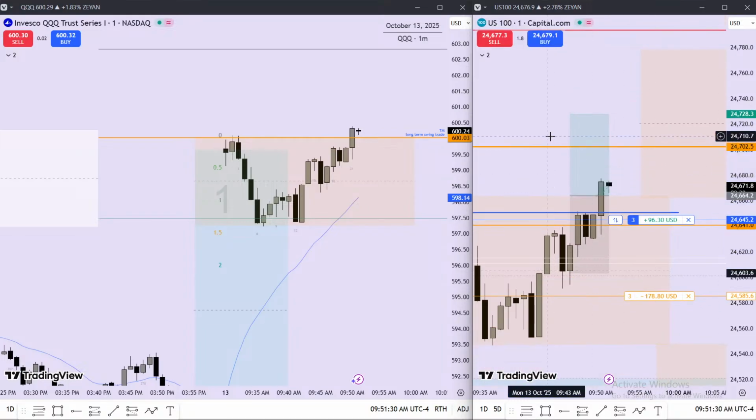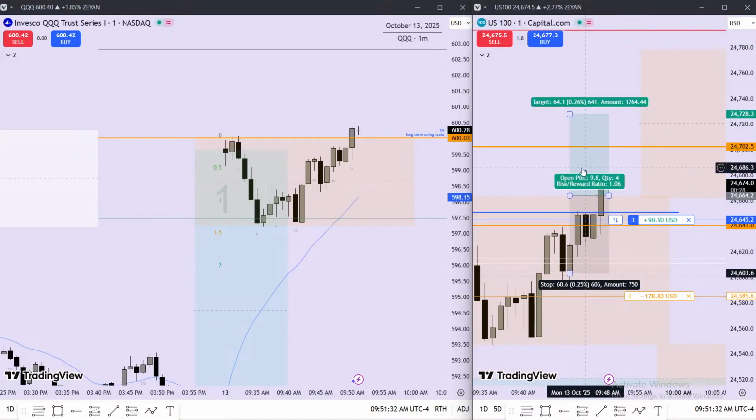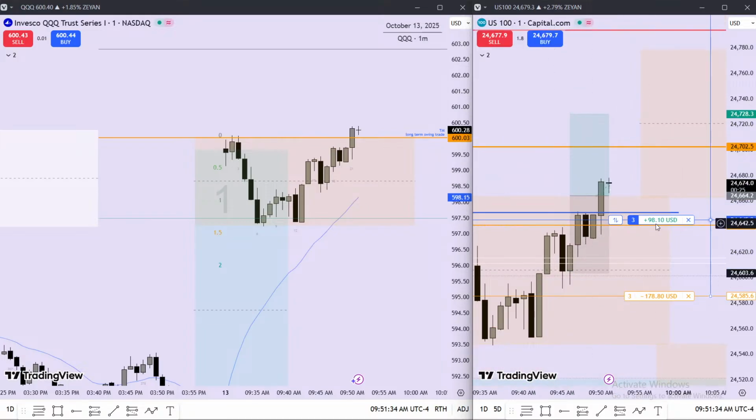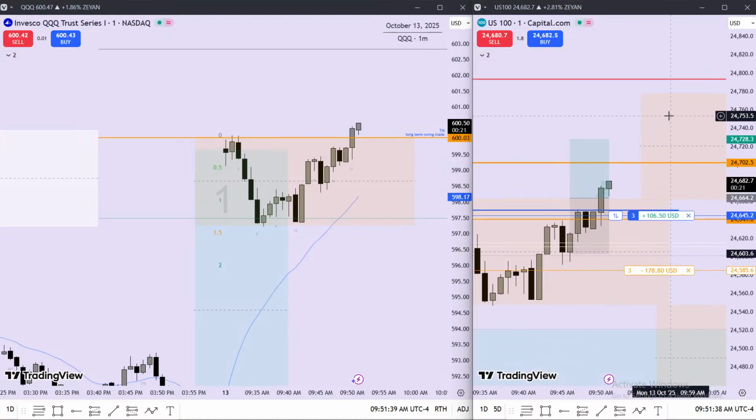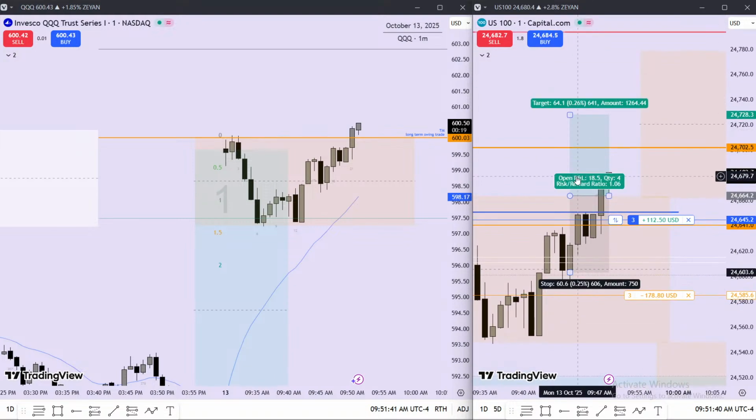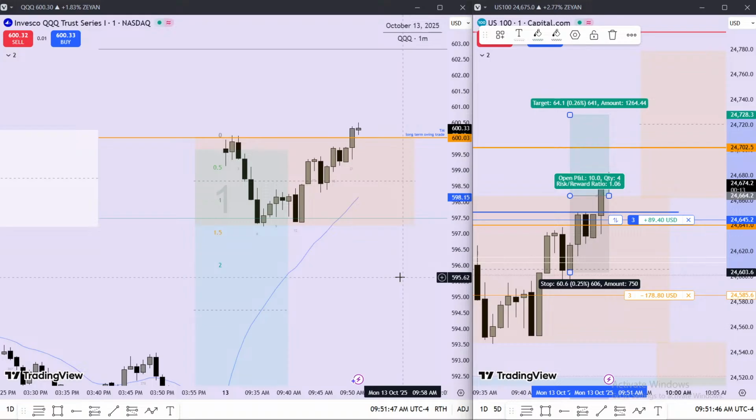So these are two positions. The first one is the scalp position. The second one is the swing trading position. The swing trading position is basically letting this market run as far as it can. The second scalping position will give me about 64 points and I'm risking 64 points.